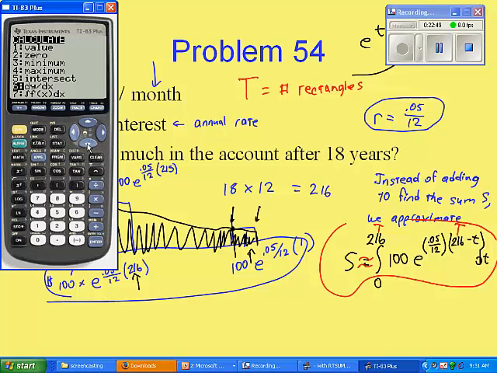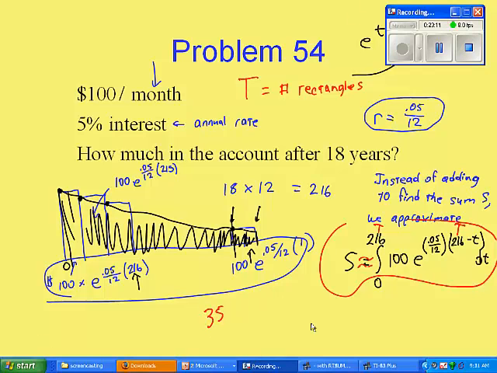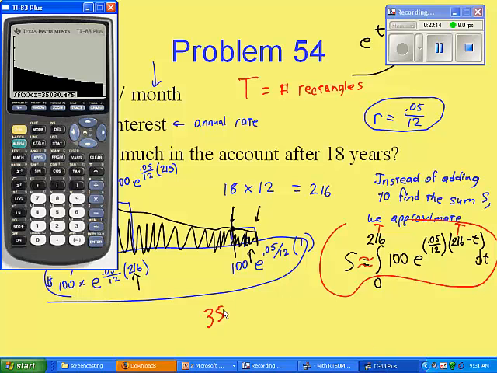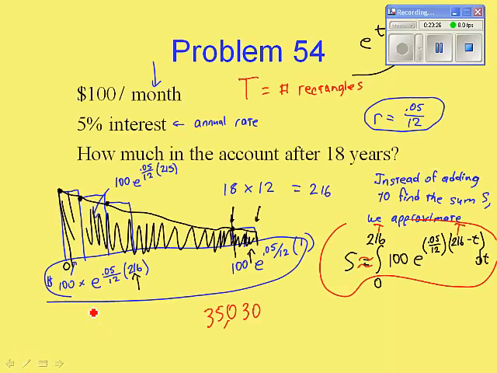From what to what? From 0, I said 1, I don't want 1. 0, upper limit 216, right? So that's the area, and it says 35,000, what was it? I missed it. 30? And $30. Compared to how much? 21,000? So $14,000 just from your interest. I'll take that, huh? Now that's approximate. That's an underestimate. How much is it exactly?